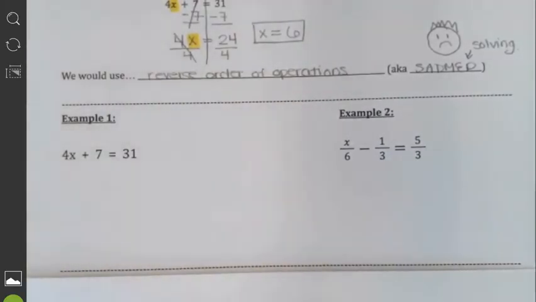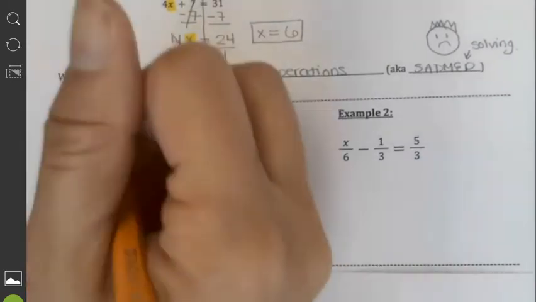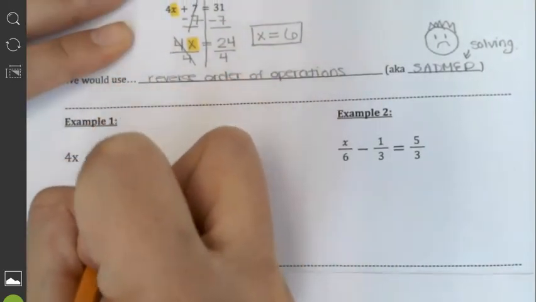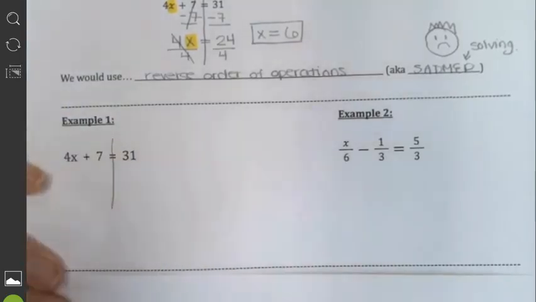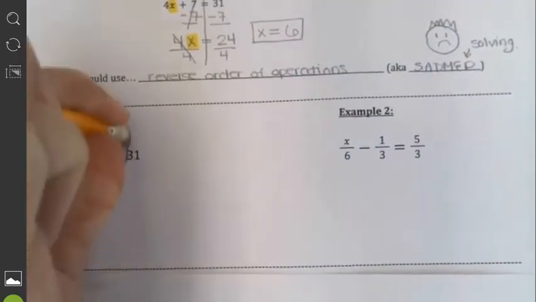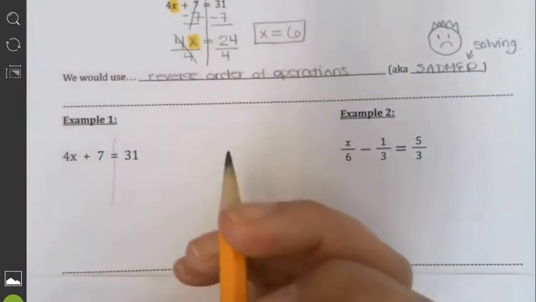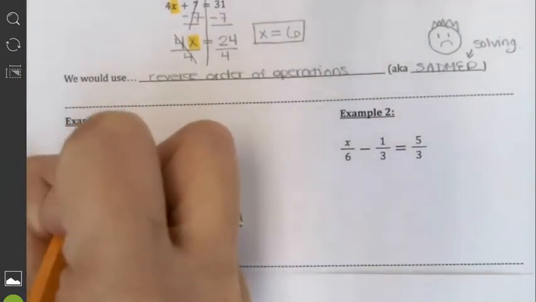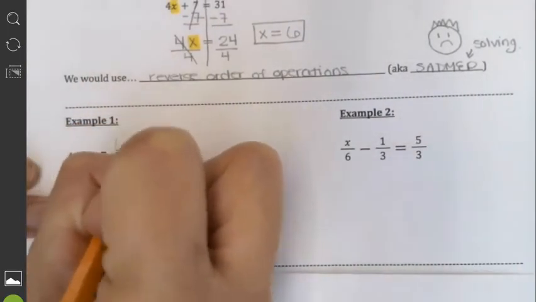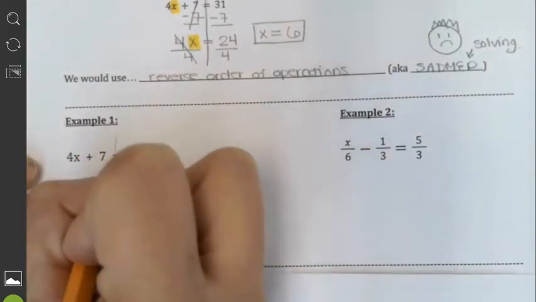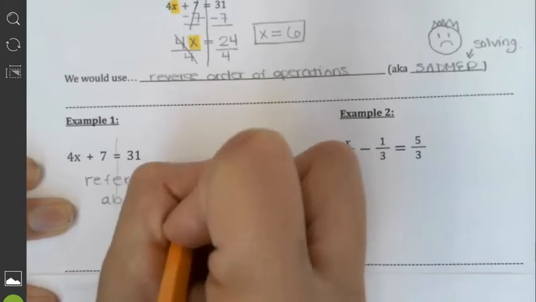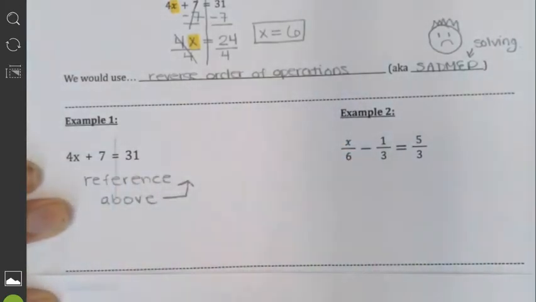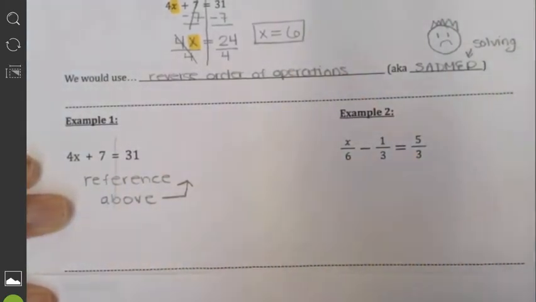Okay, so now let's go over a couple more examples. I'm going to draw my line. Oh, you know what? This is the same exact example as what we just had there, so we don't actually have to do this. We will write reference above. That one's the same thing. All right, but we can do this one.